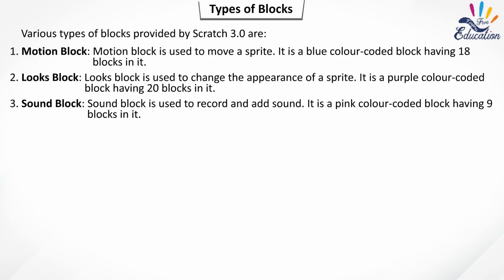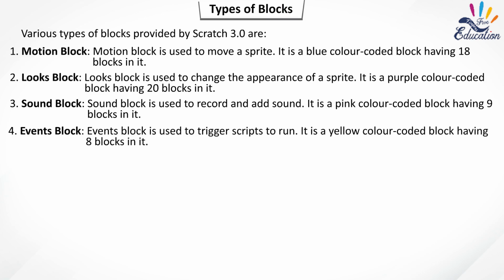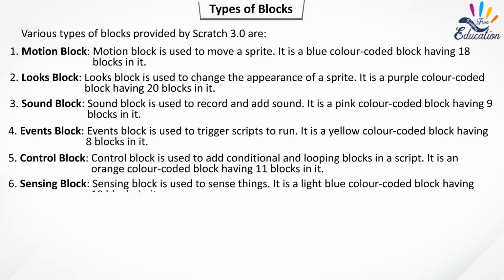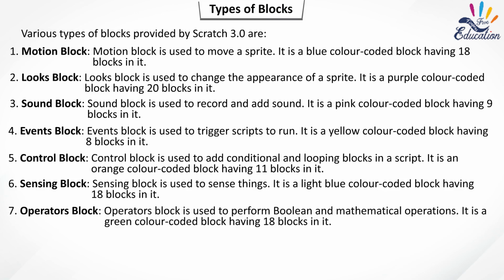It is a pink color coded block having 9 blocks in it. Events block. Events block is used to trigger scripts to run. It is a yellow color-coded block having 8 blocks in it. Control block. Control block is used to add conditional and looping blocks in a script. It is an orange color-coded block having 11 blocks in it. Sensing block. Sensing block is used to sense things. It is a light blue color-coded block having 18 blocks in it.